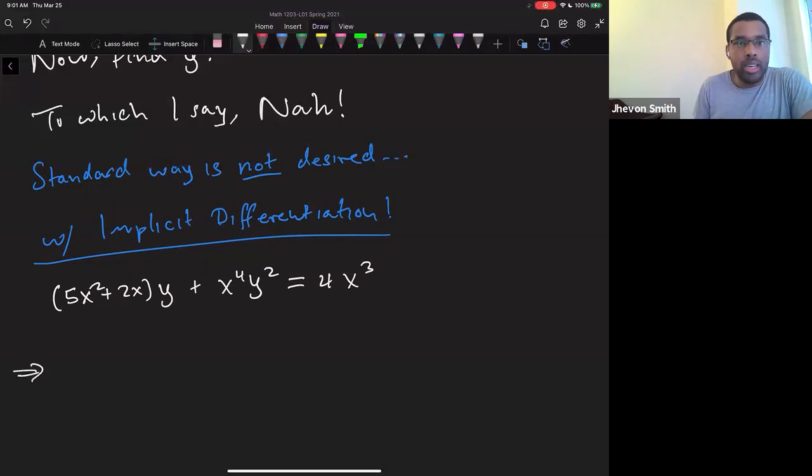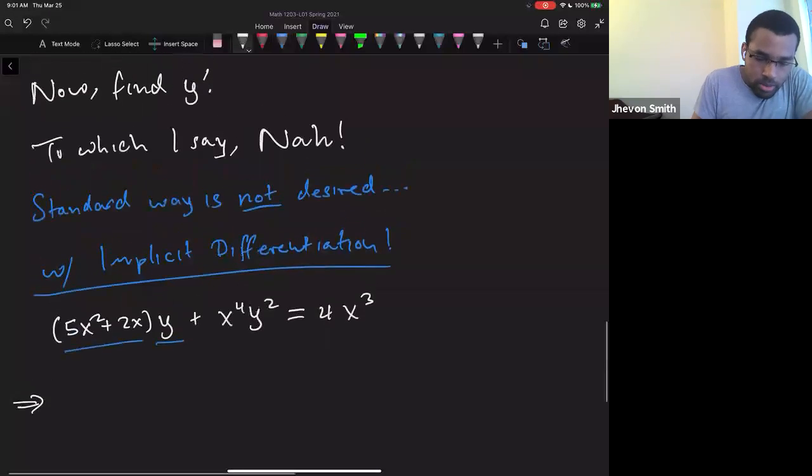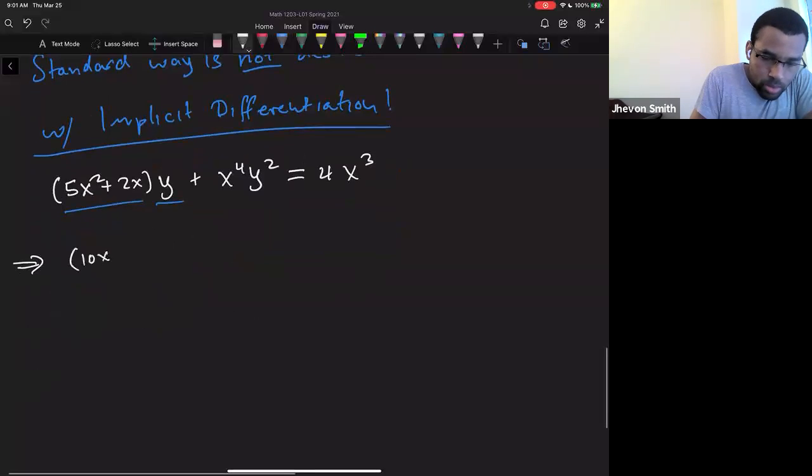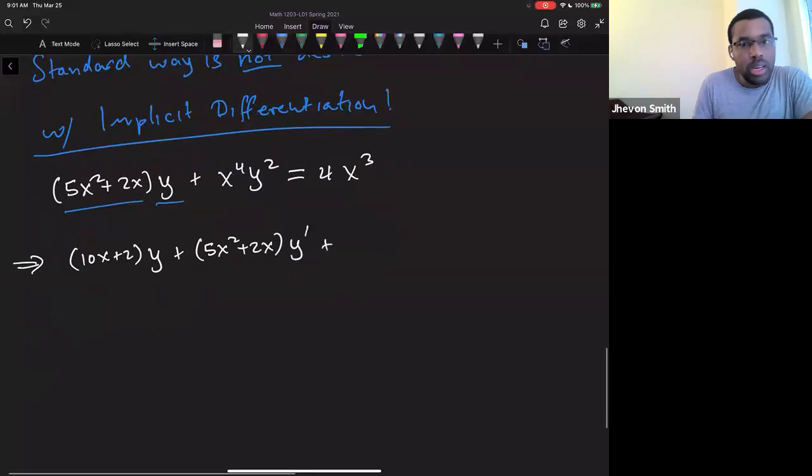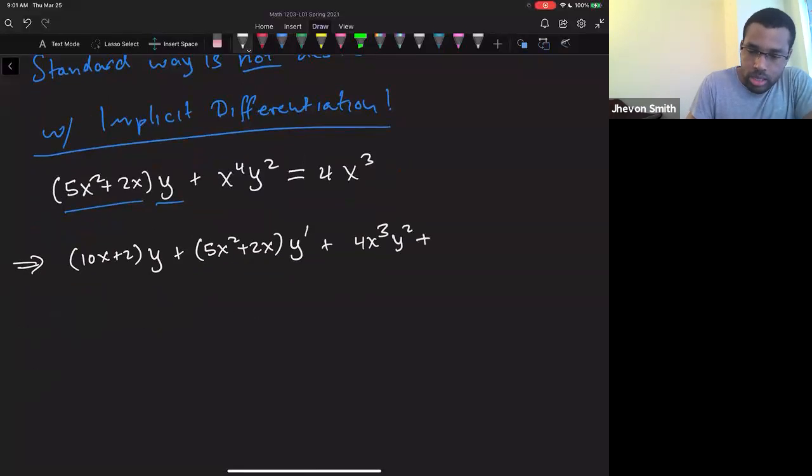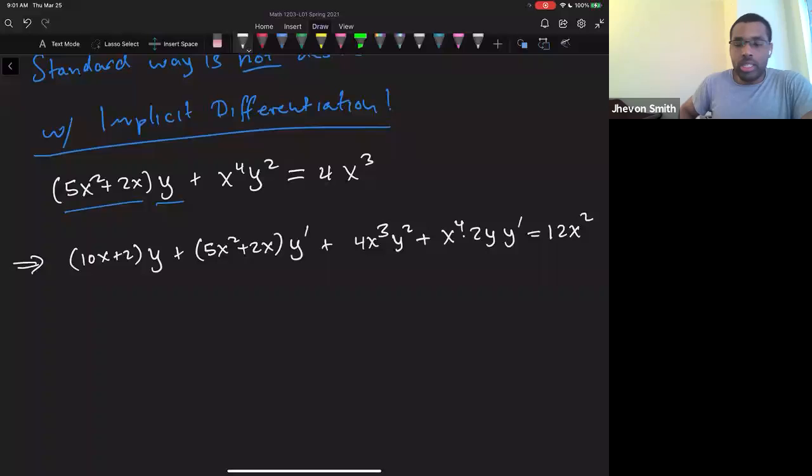I can differentiate the first term by the product rule, right? So differentiate the first term, leave the second, plus leave the first term, differentiate the second, plus, again, product rule here, differentiate the first term, leave the second, plus leave the first term, differentiate the second. Over here, differentiate that term. Notice that every time I differentiated the y term, I multiplied by a y prime, because that is what implicit differentiation tells me to do.